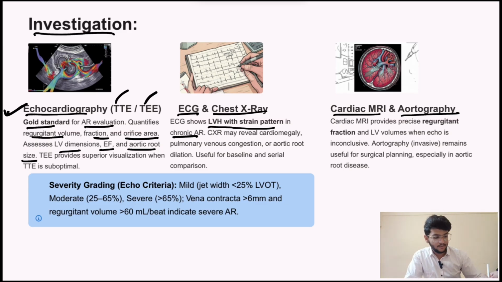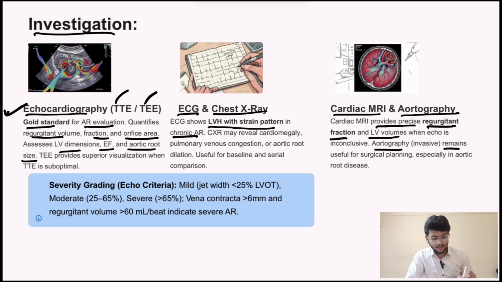ECG shows LVH with strain pattern in chronic AR, and X-ray can help for aortic root dilation. Cardiac MRI provides precise regurgitant fraction and LV volumes when echo is inconclusive. Aortography remains useful for surgical planning and especially in aortic root disease.